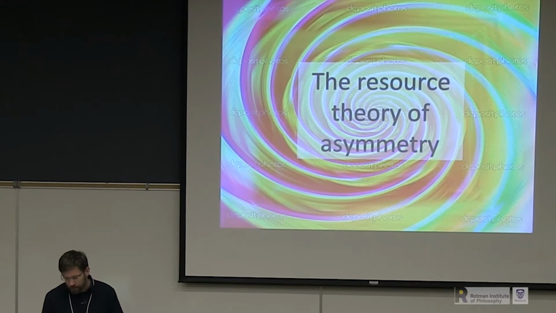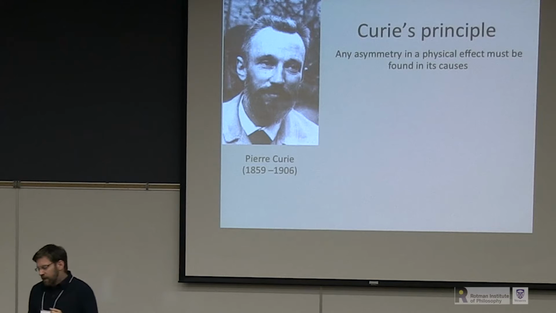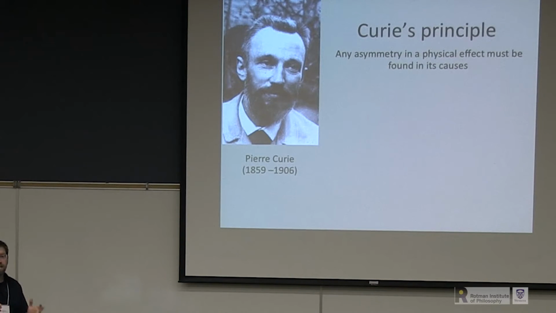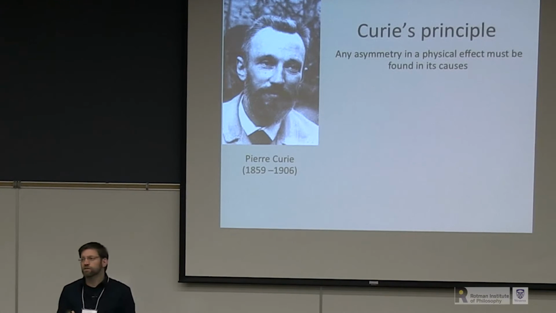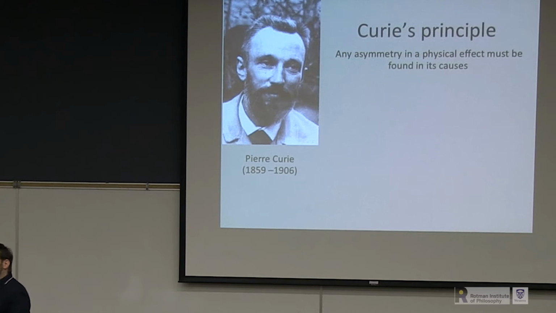Okay, so the principle that really motivates this theory is Curie's principle, which states that any asymmetry that you find in a physical effect must be found in its causes. Curie used this in the context of crystallography. Now, most physicists I know have never heard of Curie's principle. Philosophers are better in that respect. I find philosophers have heard of it.